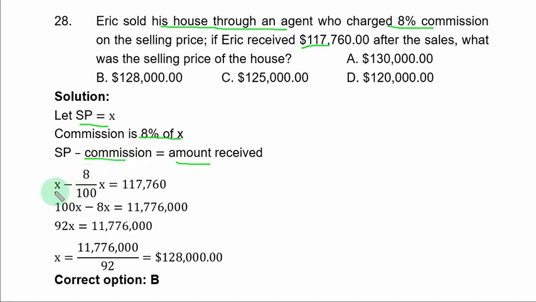So selling price is S. The commission is 8% of S. That is 8 over 100 times S, and this is the amount received. Multiply through by 100 to clear fraction. You have this expression. If you subtract on the left hand side, you have 92S equal to this amount. Divide both sides by 92, and S, the selling price, is equal to $128,000. B is the correct option.